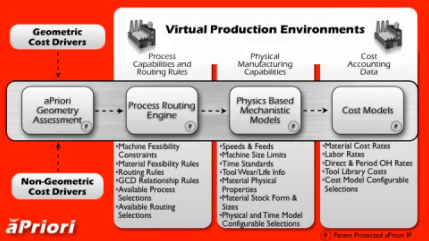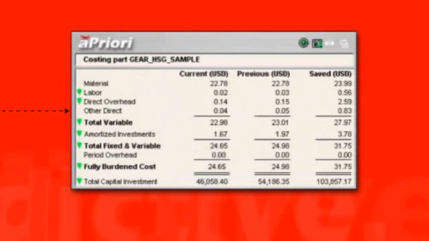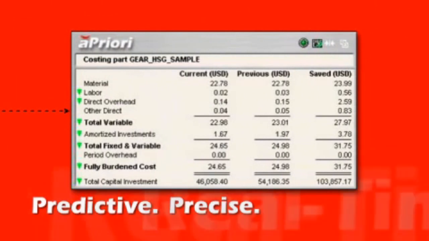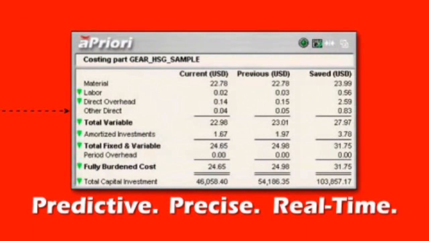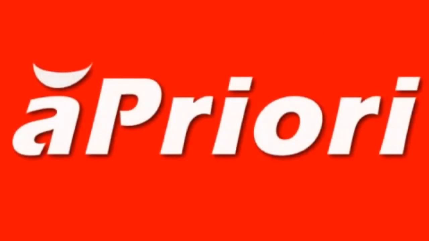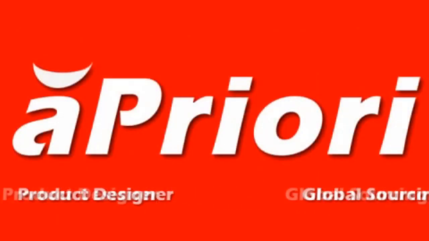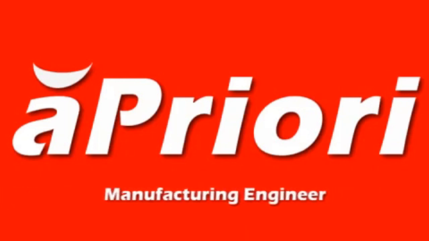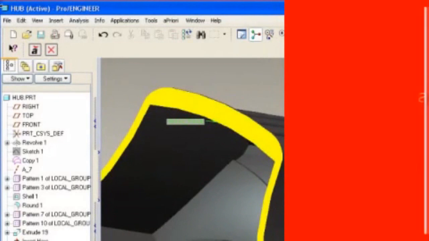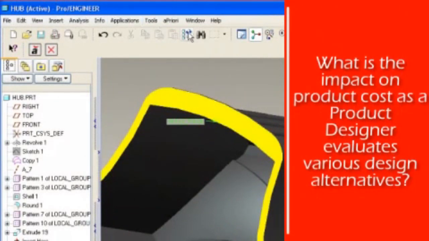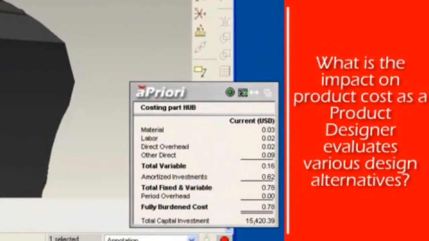aPriori's patented technology combines the geometric cost drivers of a product with the manufacturing capabilities of a given VPE to generate a predictive and precise product cost assessment in real time before going to production. aPriori helps individuals throughout your organisation understand the impact of a variety of cost-related choices, such as what is the impact on product cost as the product designer evaluates various design alternatives?